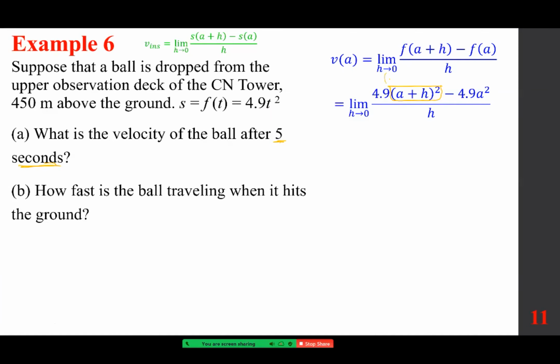This is A squared plus 2AH plus H squared. So you notice this has a 4.9 in front of it. This has a 4.9 in front of it. So if I factor out the 4.9, I get this one minus A squared. So I'm going to factor these two pieces. The 4.9 comes out. And now the good thing is that I can drop the A squared and negative A squared.